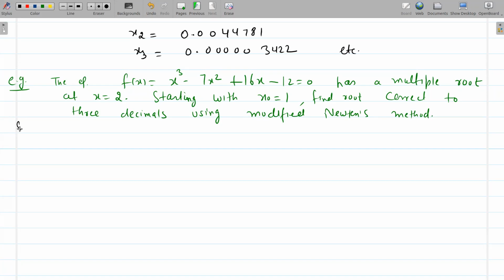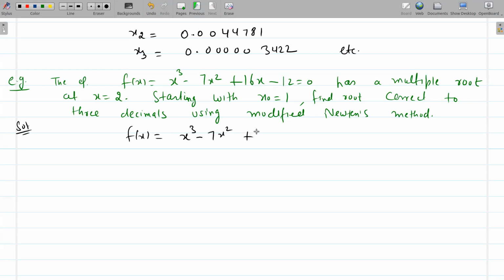So this problem says that you have a multiple root at 2, but multiplicity is not given. Can you find multiplicity? Can you find it? No? How will you find it?